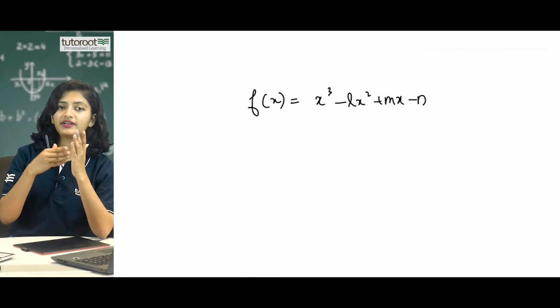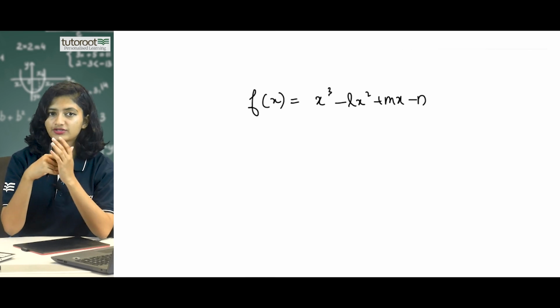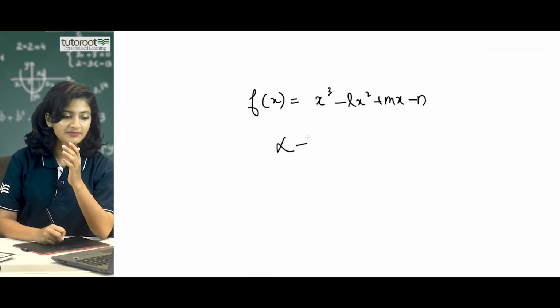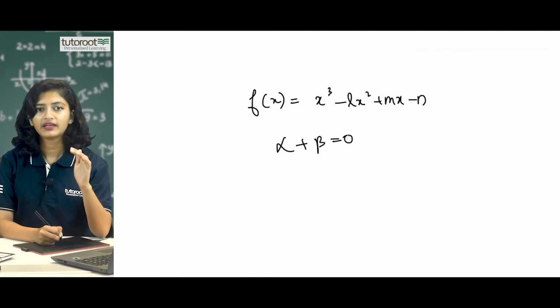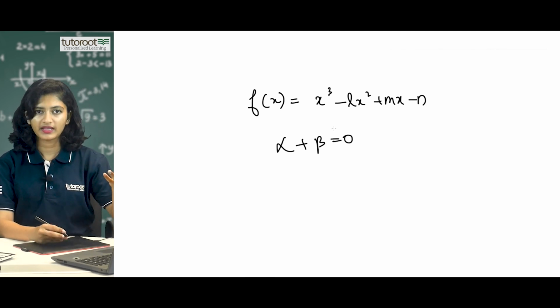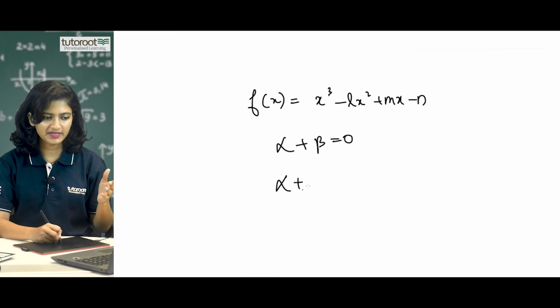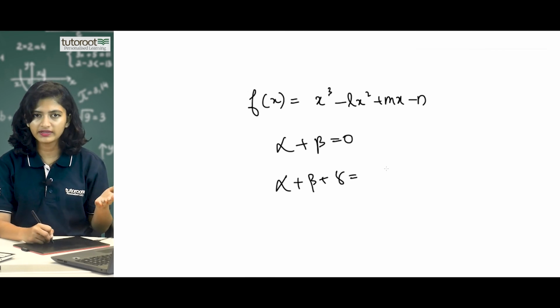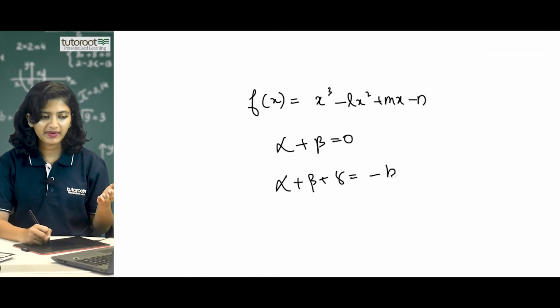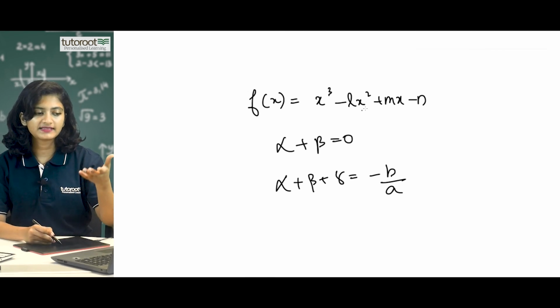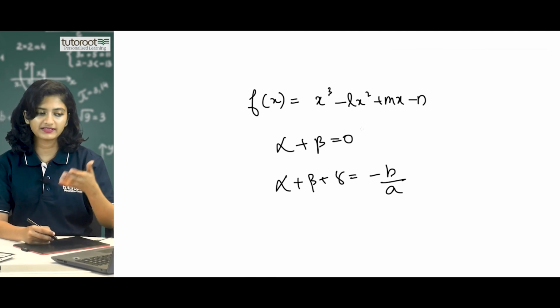Then let alpha, beta and gamma be the zeros of the polynomial such that alpha plus beta is equal to 0, as given in the question. Now, if alpha plus beta is equal to 0, let's write this. Alpha plus beta plus gamma is equal to what? It is minus b by a, which is nothing but coefficient of x square by coefficient of x cube.